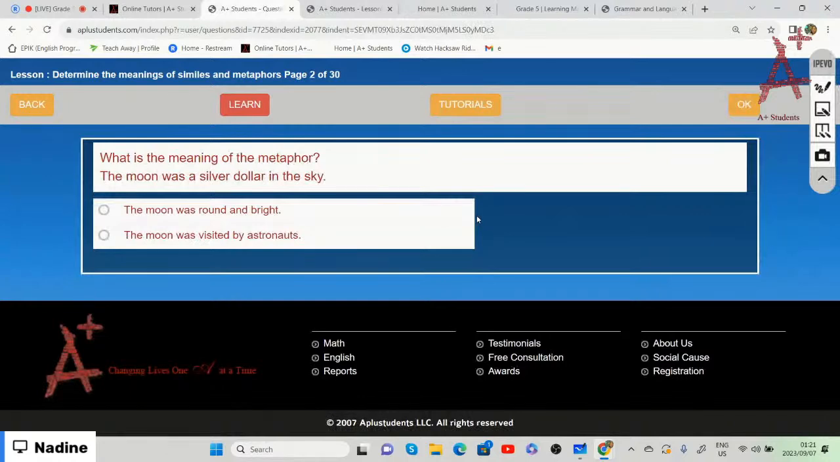Now we need to find the meaning of the metaphor. The moon was a silver dollar in the sky. Does it mean that the moon was round and bright, or does it mean that the moon was visited by astronauts? So the moon was silver.